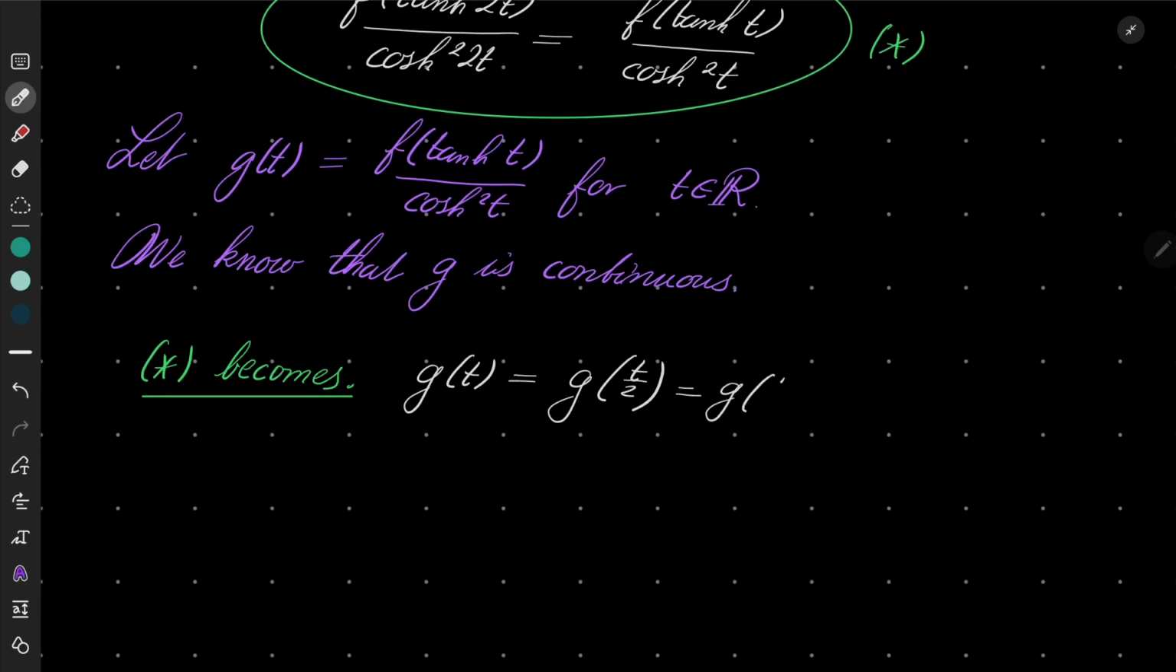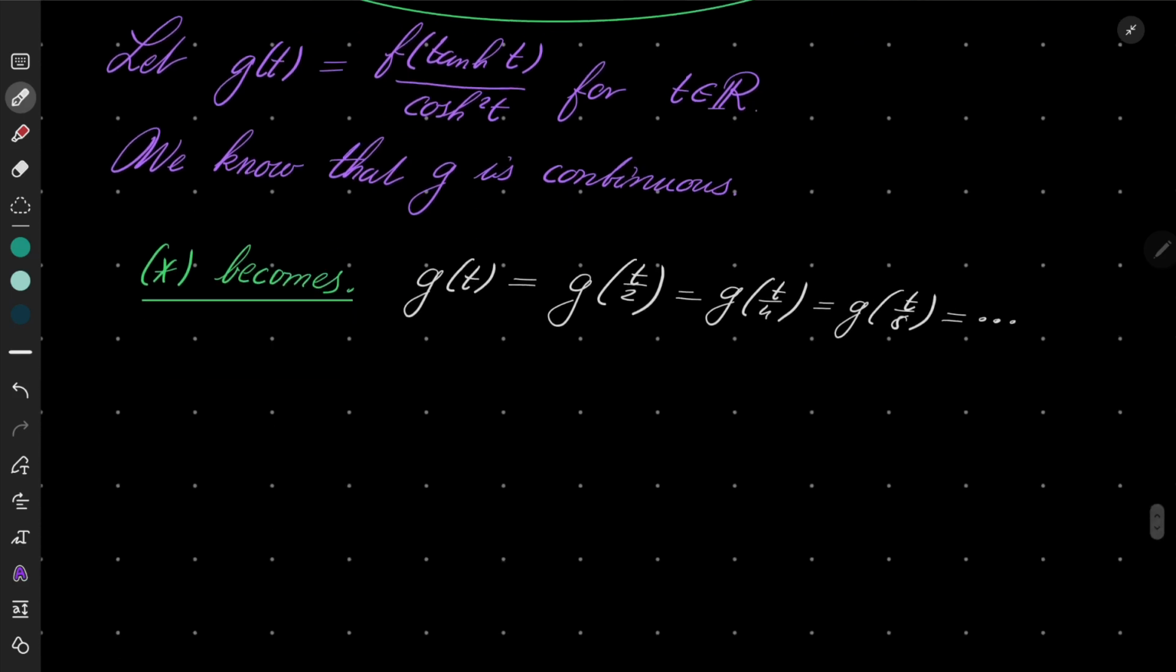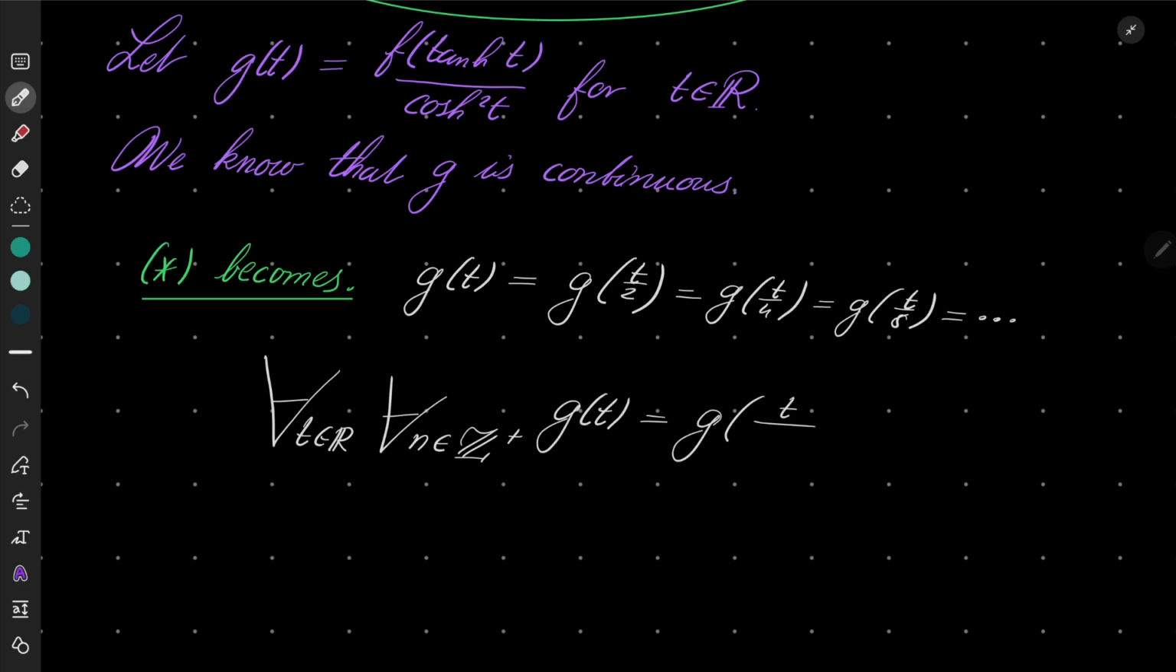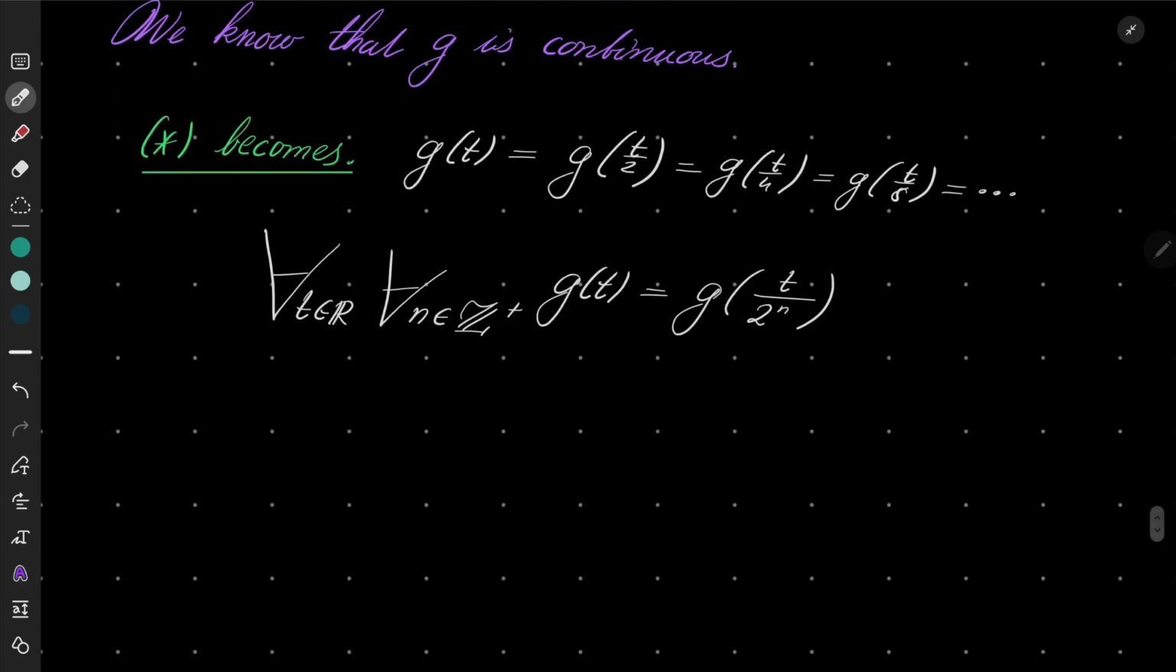So that can be written as g of t over 4, g of t over 8, and so on and so on. And finally, in other words, for every real number t and for every positive integer n, g of t equals g of t over 2 to the power of n. And now it's time to use the continuity. Let's take a limit, taking n to infinity, we have the following.